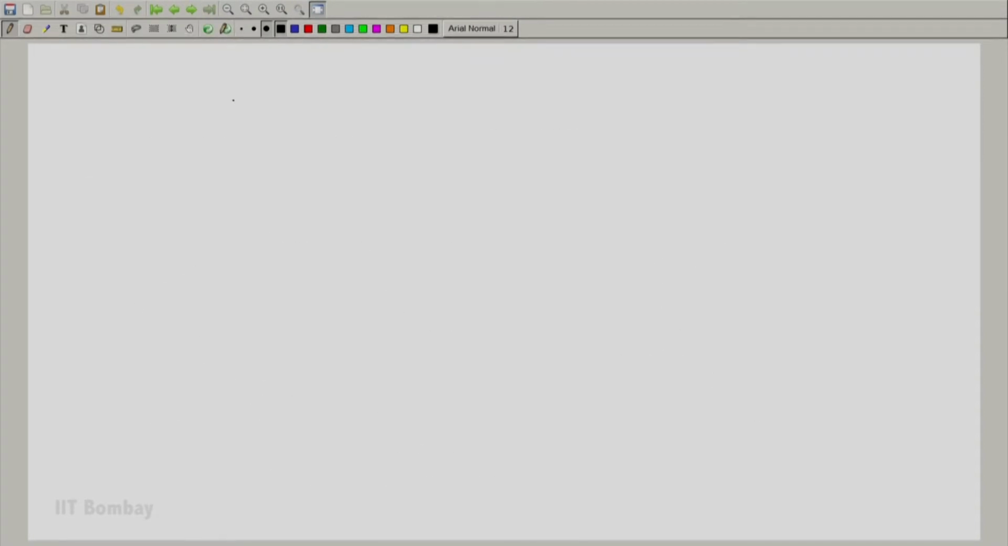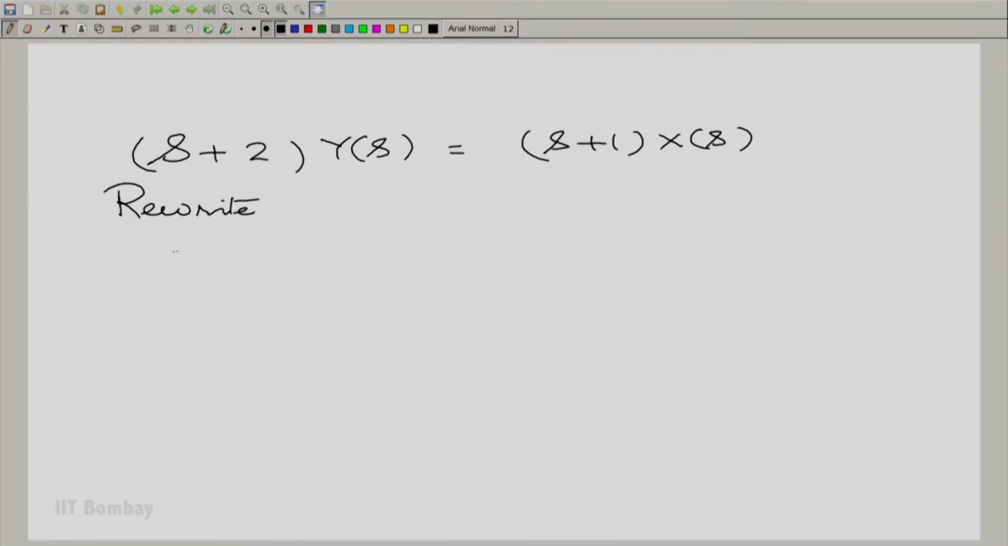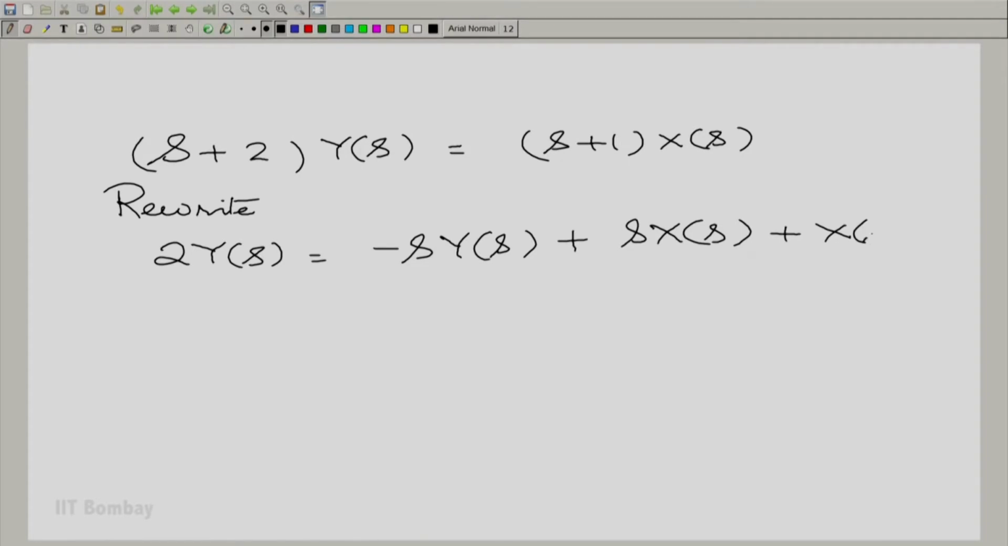So, what we are saying is as follows: let us take this very same system that we had. We have (s plus 2) times Y of s is (s plus 1) times X of s, and we can rewrite this. 2 times Y of s is s minus s times Y of s plus s times X of s plus X of s. So, now we can conceive of a signal flow graph.